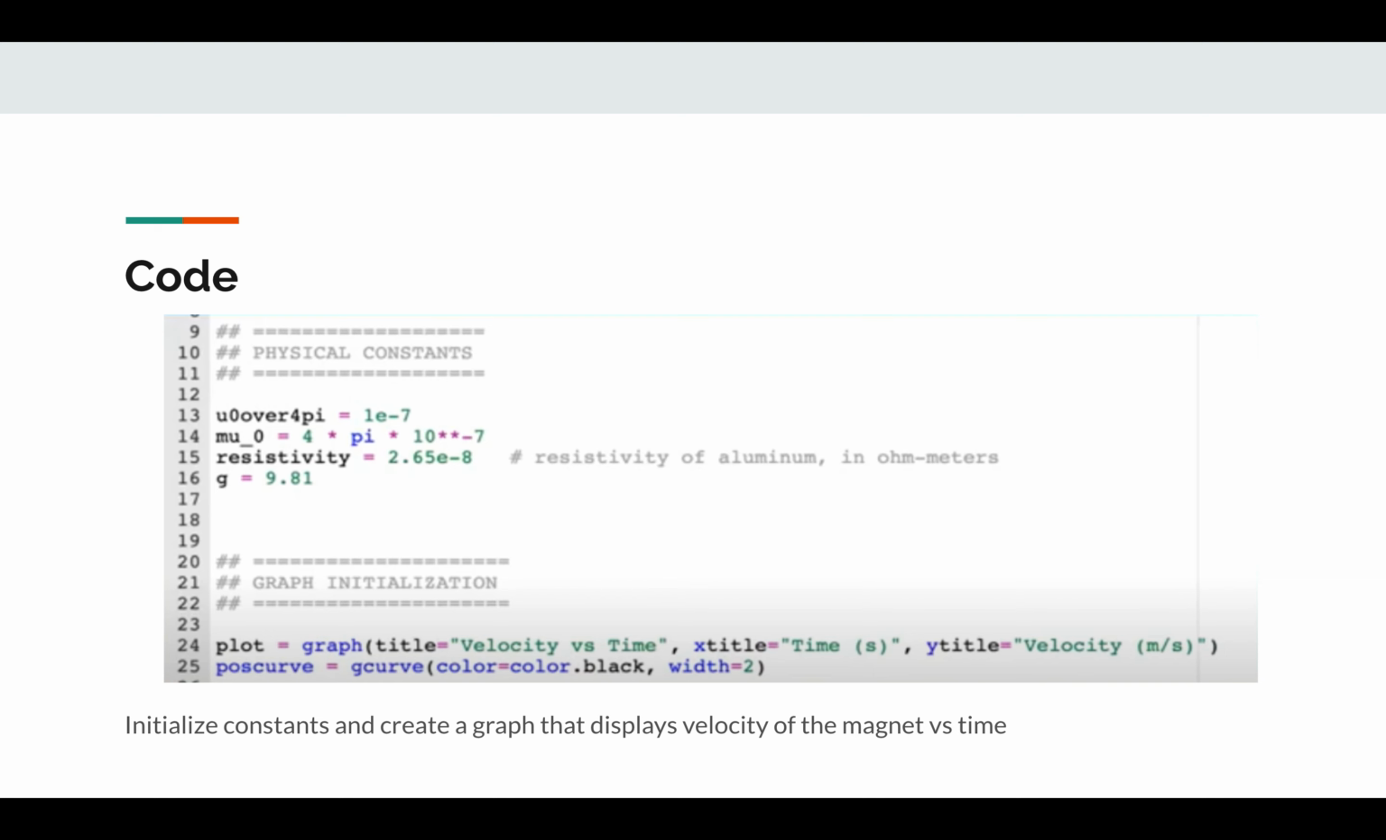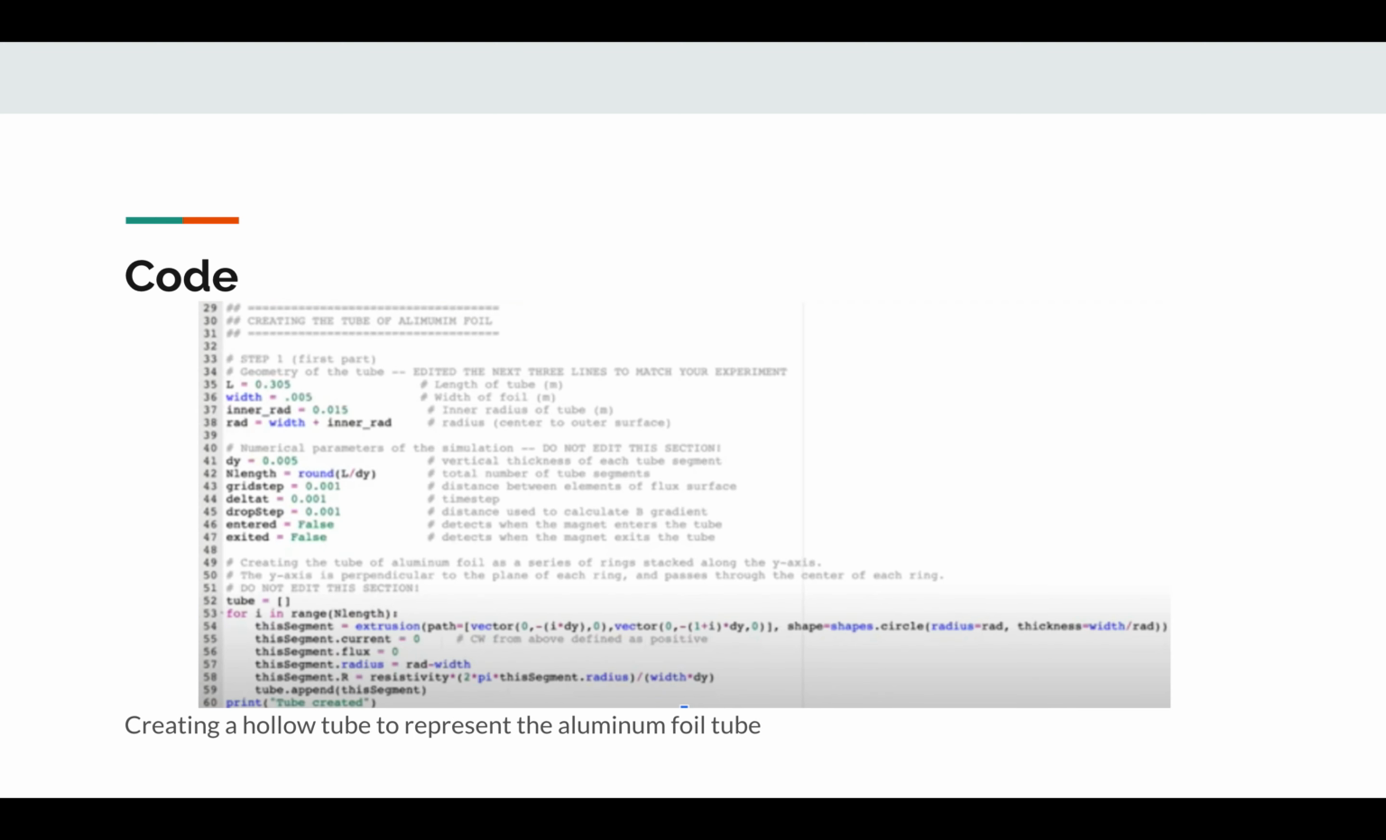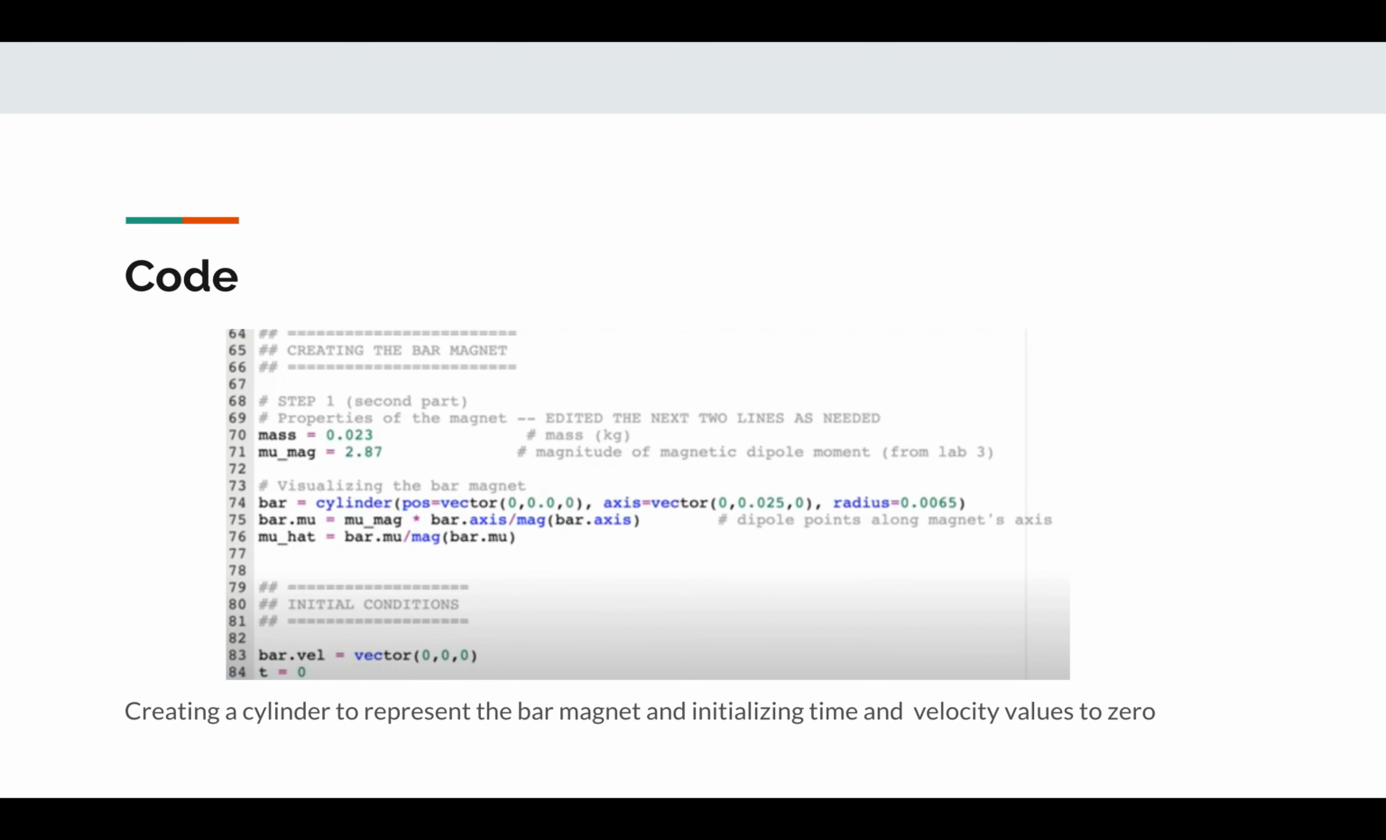Here you can see our code. First, this is the code we use to initialize constants and create a graph that displays velocity of the magnet versus time. Then this is the part of our code that creates a hollow tube to represent the aluminum foil tube. Here we created a cylinder to represent the bar magnet and initialized time and velocity values to 0.